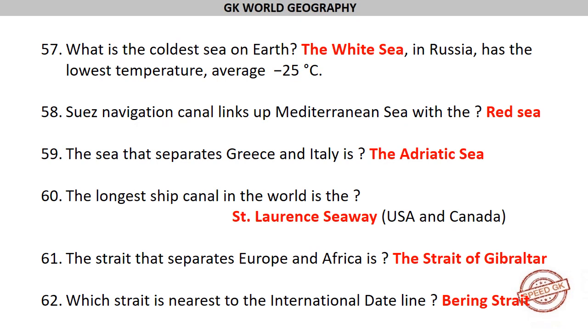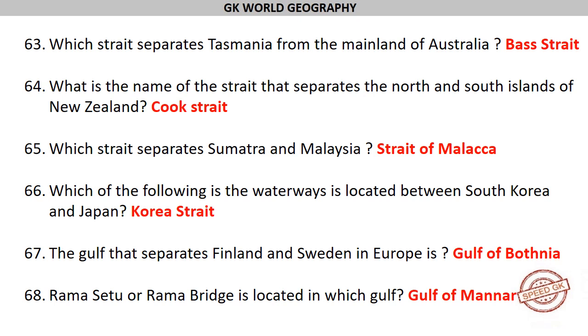Which strait is nearest to the international date line? Bering Strait. Which strait separates Tasmania from the mainland of Australia? Bass Strait. What is the name of the strait that separates the North and South Islands of New Zealand? Cook Strait. Which strait separates Sumatra and Malaysia? Strait of Malacca. Which of the following waterways is located between South Korea and Japan? Korea Strait.